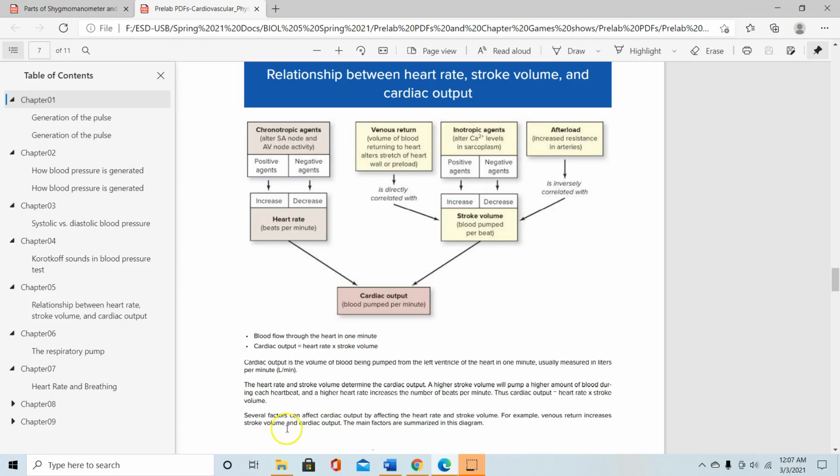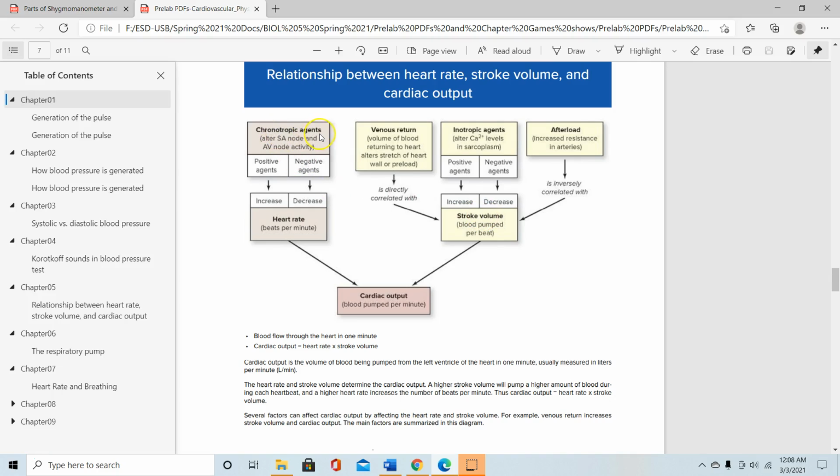Okay, so there are several factors that can affect cardiac output by affecting the heart rate and stroke volume. For example, venous return increases stroke volume and cardiac output. And so here, if your heart gets more blood back from the veins, like from the superior and inferior vena cava, then your heart will pump more blood. So let's see here. What are the factors affecting this cardiac output, which is blood pumped per minute? So here, let's talk about heart rate first, and then we'll talk about stroke volume.